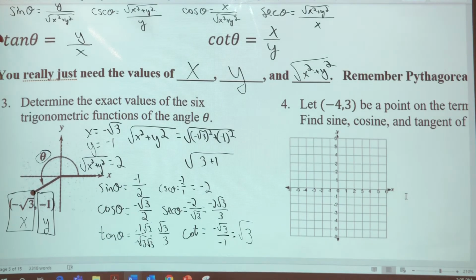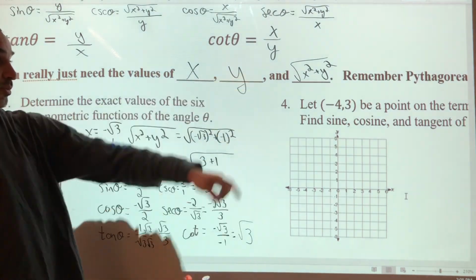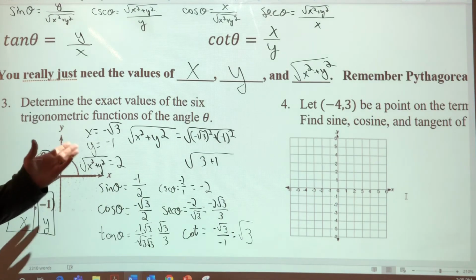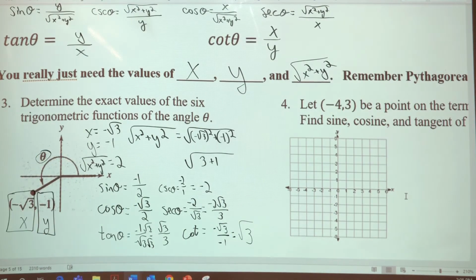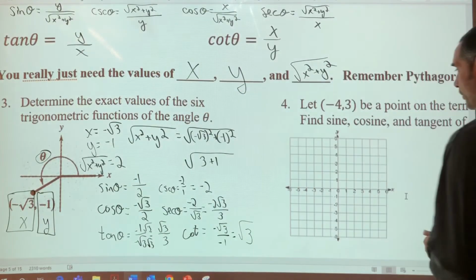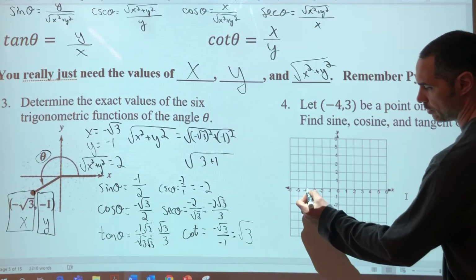So if you have these formulas and you have them memorized, then if you know x, y, and the square root of x squared plus y squared, you can just plug those into the trig functions. If not, you can do what we've been doing previously. We'll do one more example. All right, (-4, 3) is a point on the terminal side. Find sine, cosine, and tangent. So (-4, 3).